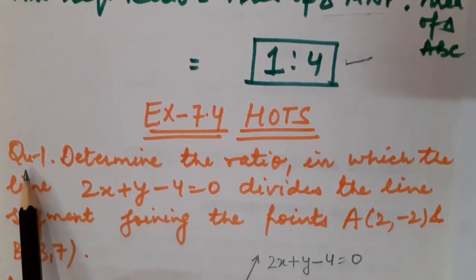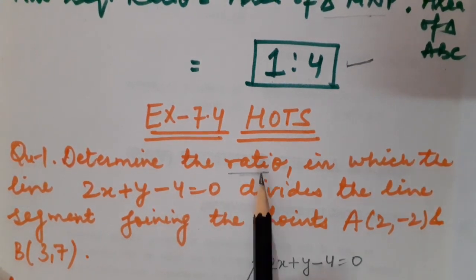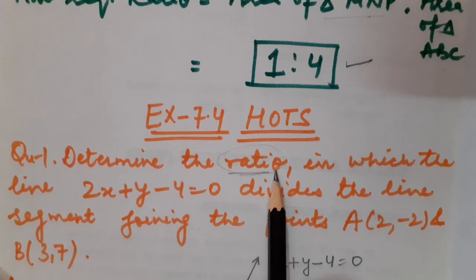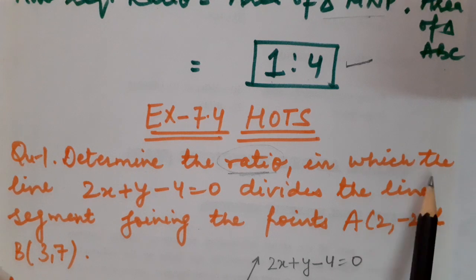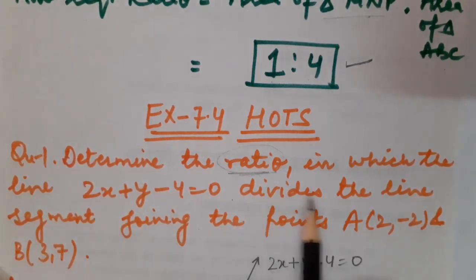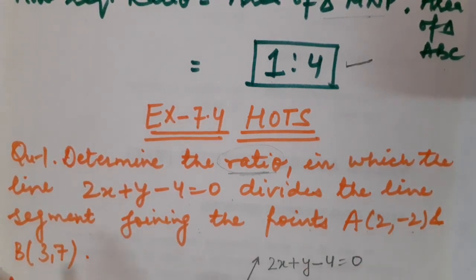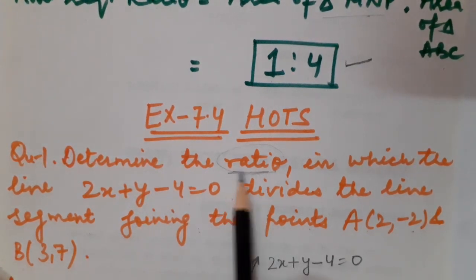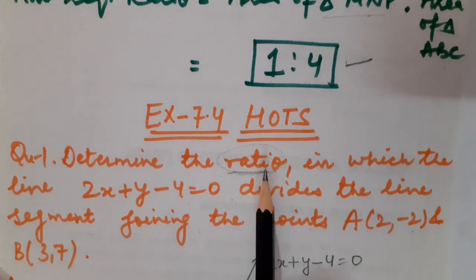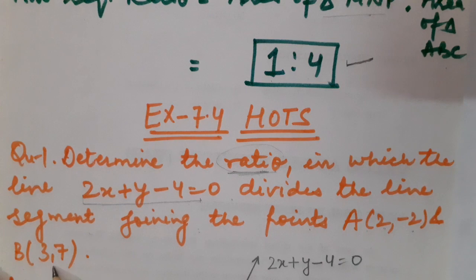So this is HOTS number 1. Determine the ratio. Means you have to calculate the ratio. So children, whenever we have to calculate the ratio, which ratio do we assume? Correct. This is K ratio 1. In which the line 2x plus y minus 4 is equal to 0 divides the line segment joining the points A(2, -2) and B(3, 7). Did you understand the question? You have to calculate basically the ratio in which this line divides the complete line segment joining these 2 points.